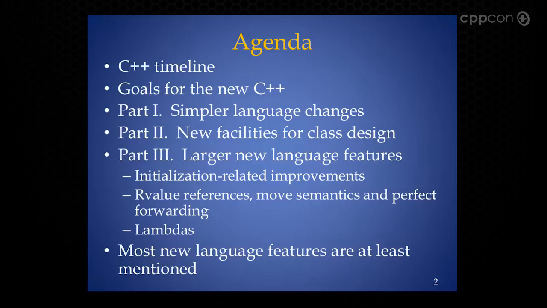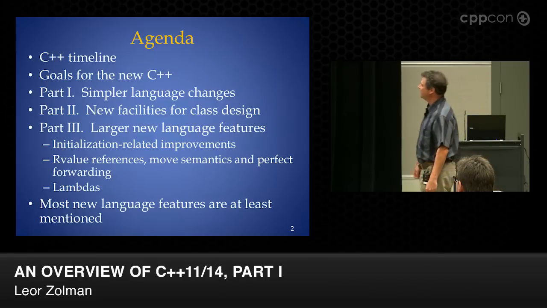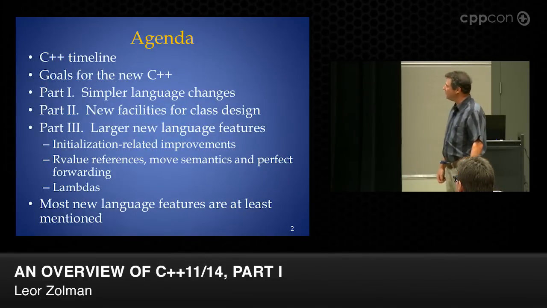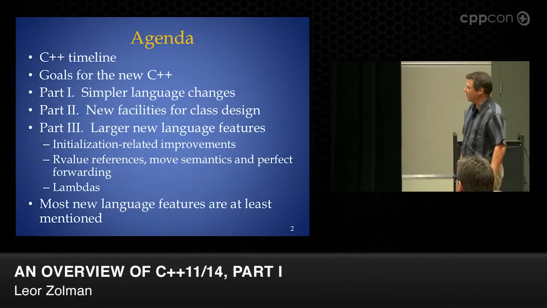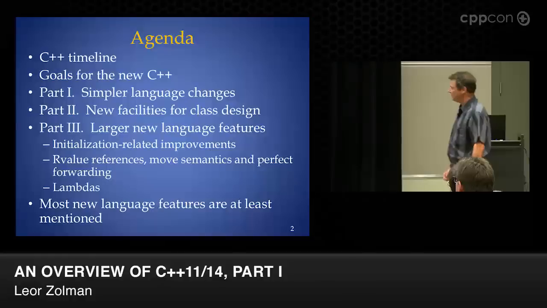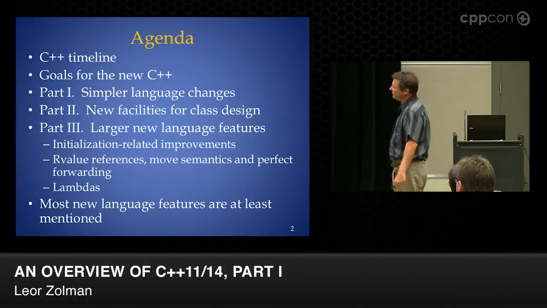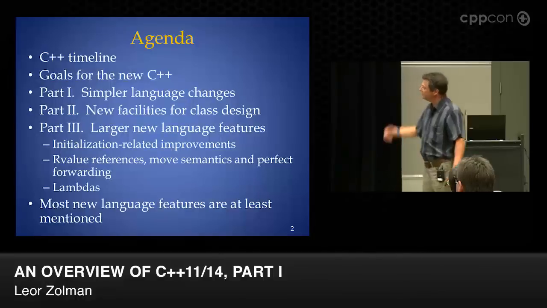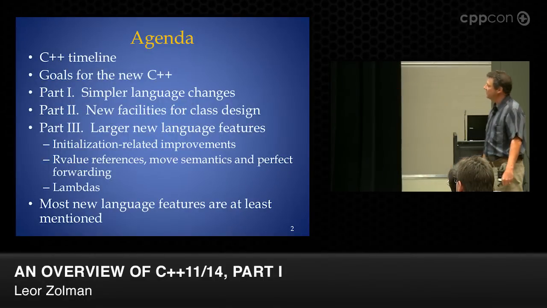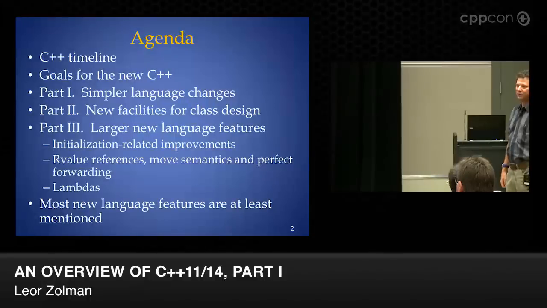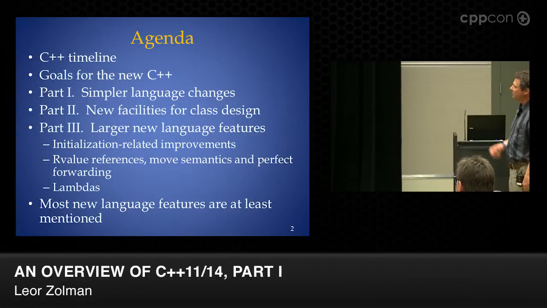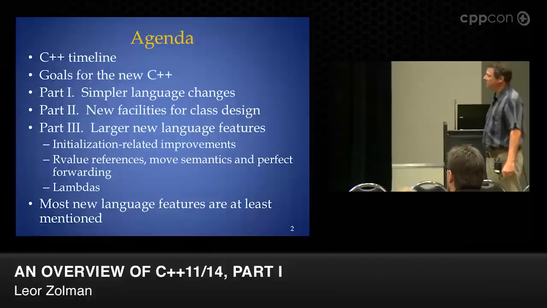The agenda, I'll start with a brief look at the most commonly stolen slide in C++, the C++ timeline. Briefly cover the goals, kind of as a high-level abstract description, and then we'll go into the actual features. I've organized them into the following set of sections. Part one, the simpler features of the language. Each of them fairly self-contained and doesn't interact too much with the other parts.